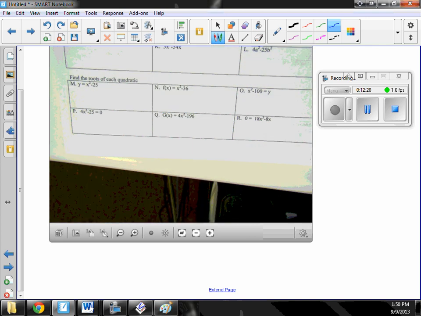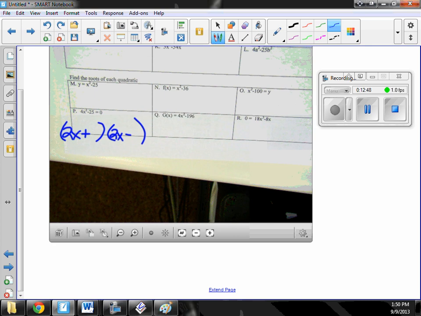Is letter P a difference of squares? So what times itself is 4x squared? 2x. So 2x and 2x. And I do have a subtraction. So I can write plus and minus. 5 and 5. Now what are my roots?